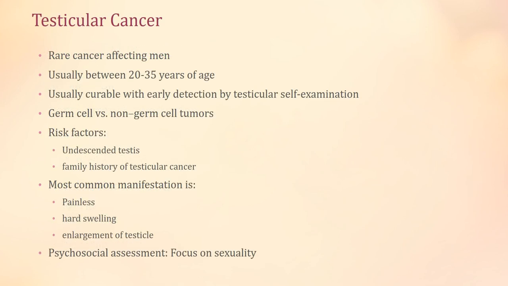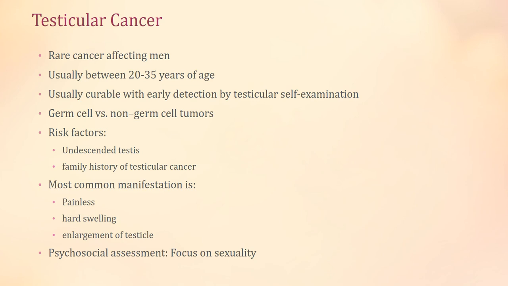Last one is going to be testicular cancer. It's a rare cancer affecting men, usually between 20 to 35 years of age, usually curable with early detection by testicular self-examination. So for all those guys that are doing their own exams, they're able to find it, and a lot of times it's the sexual partner of the man that actually finds it, because guys tend to not necessarily look for things, and if they do find stuff, they don't usually think about it or don't tell anybody. So it's the partner that usually does.